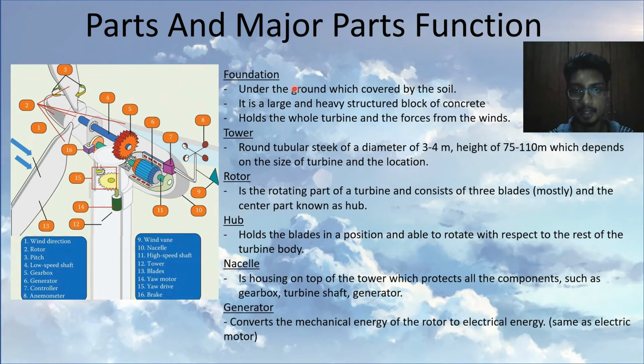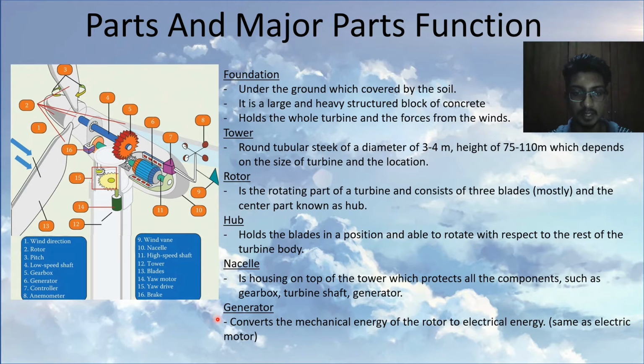Okay, here I listed down the major parts' functions. The first is the foundation, and the second major part is the tower, and the third major part is the rotor. The rotor is the rotating part of a turbine and consists of mostly three blades. Next major part is the hub. The hub holds the blades in position and is able to rotate with respect to the rest of the turbine body. Okay, next is the nacelle, and final is the generator.